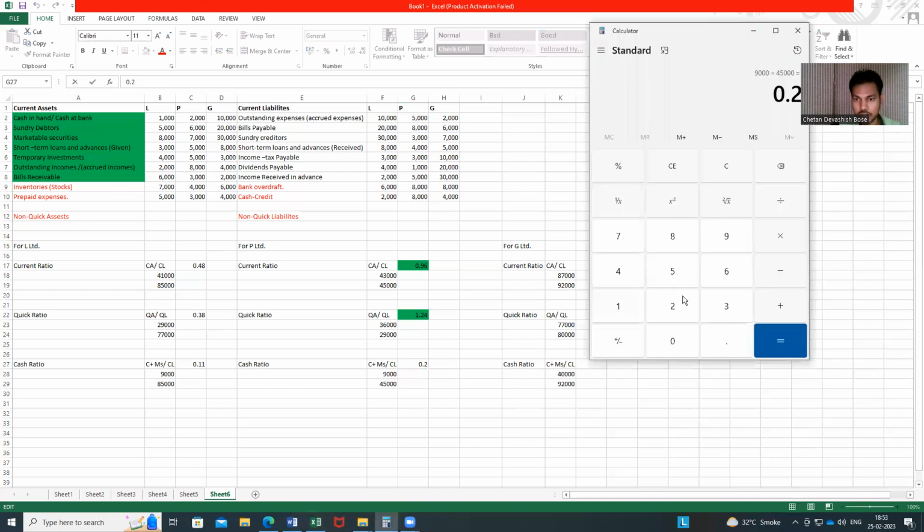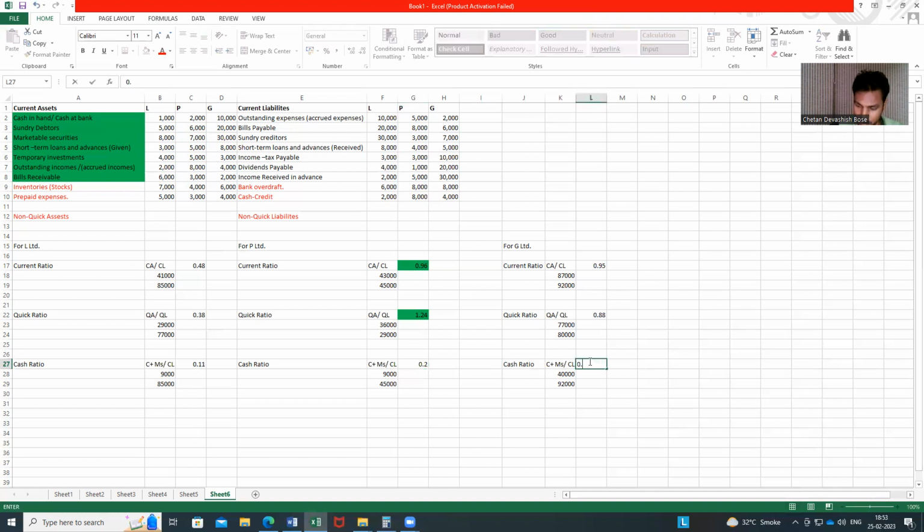Now the last one is 40,000 divided by 92,000. 0.43. Okay, so which is the best one? 0.11, 0.20, 0.43, of course. This is something that P Limited should learn from G Limited in order to maintain cash. So based on the cash ratio, we would opt for G Limited as the best option as compared to L Limited and P Limited. I hope you have understood.